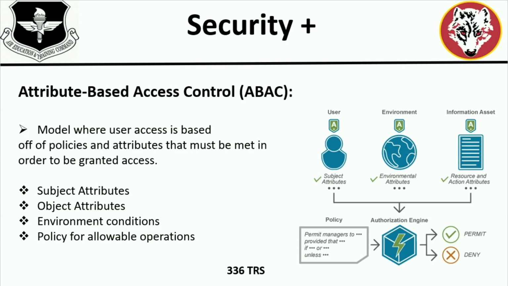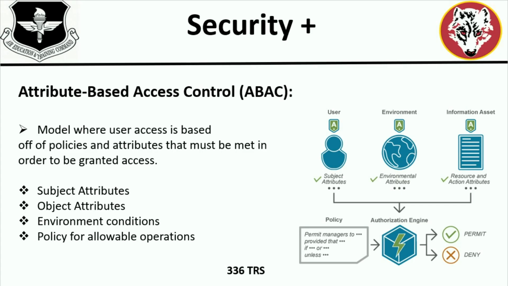Now, for attribute-based access control, this model is where user access is based off of policies and attributes that must be met in order to be granted access. And it's a combination of things such as subject attributes, object attributes, environmental conditions, and policy for allowable operations.